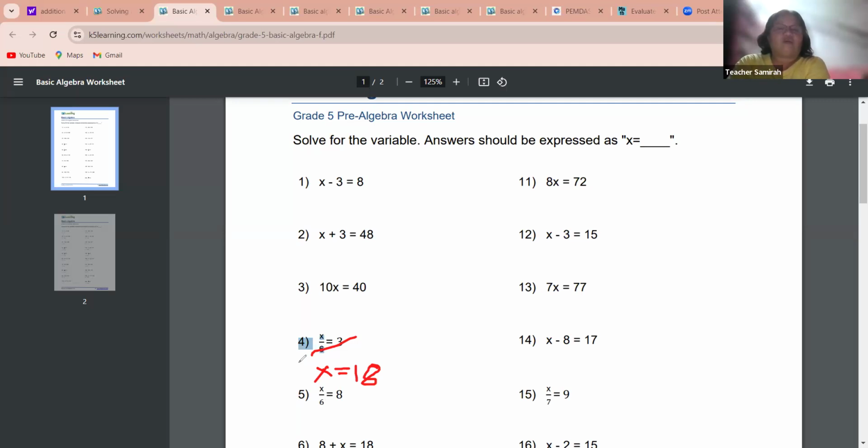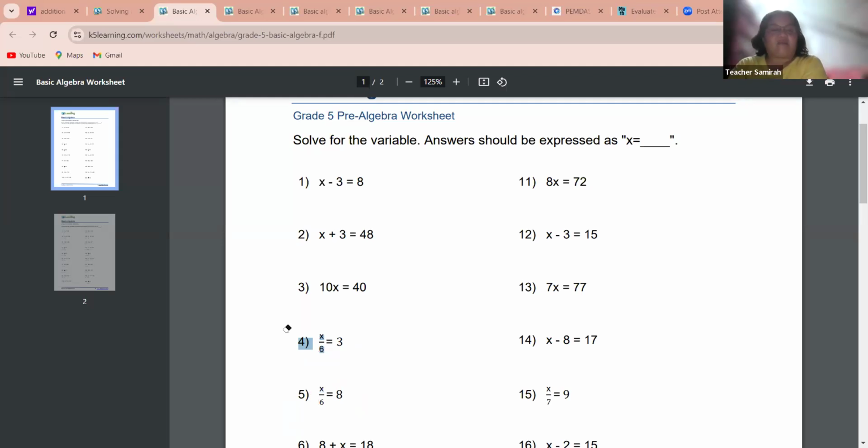If we are going to do the elimination process, we are simply going to multiply x by 6, because we wanted to remove the denominator. And since we multiplied 6 on the left side, we will also multiply 6 to the right side, and the answer would still be 48. Very good. Okay, next. How about number 11?